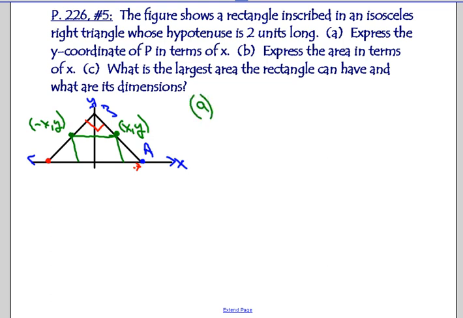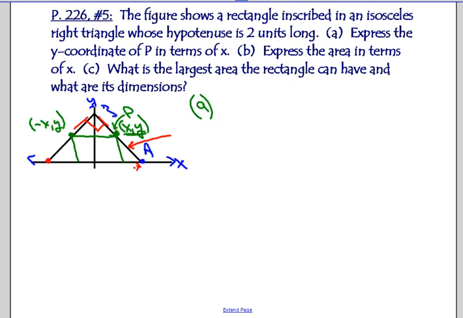So here's part A. Express the y-coordinate of P in terms of x. I should have labeled this point right here. This is point P that we're talking about, this point (x, y) on the rectangle. To do that, you'll note our right triangle here. We have this side right here, which is a line. It was an isosceles right triangle, so we know this side here and this side here are the same length, which gives us a 45-degree angle.